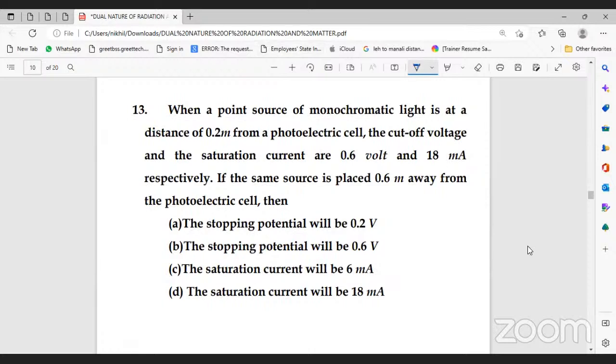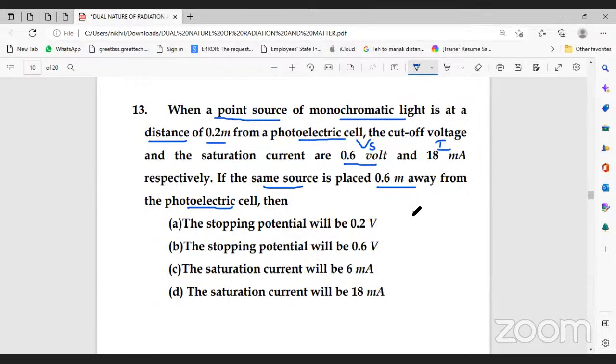13th one. When a point source of monochromatic light is at a distance of 0.2 meter from the photoelectric cell, the cutoff voltage, which means stopping potential, is 0.6 volt. What is the saturation current I? 18 milliampere.